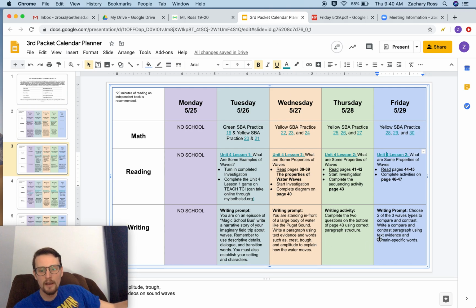Let's talk quickly about your writing prompt. So I want you to compare the similarities and differences of two types of waves. You're going to choose either waves on a string, water waves, or sound waves. You need to choose two of those three and write a paragraph about how they're the same and how they're different.